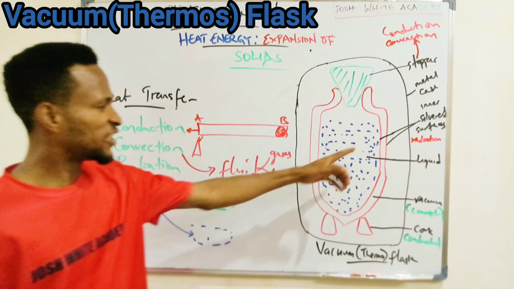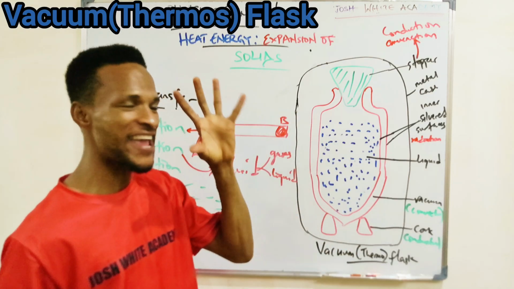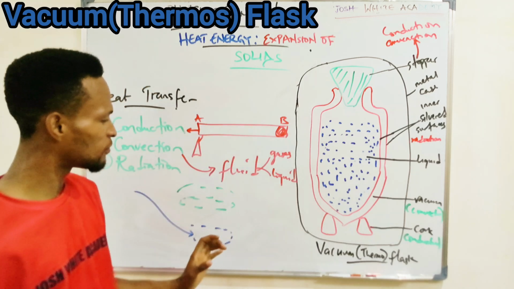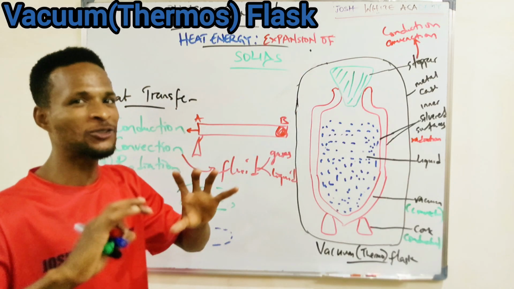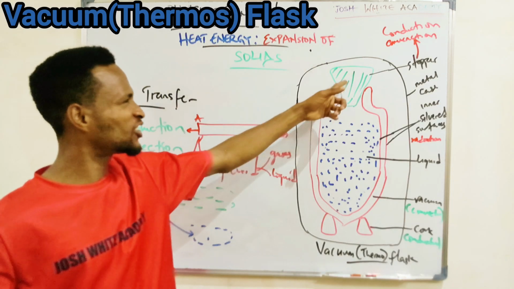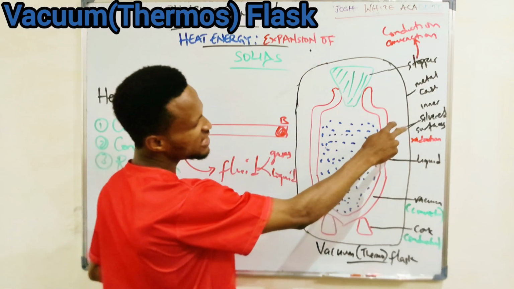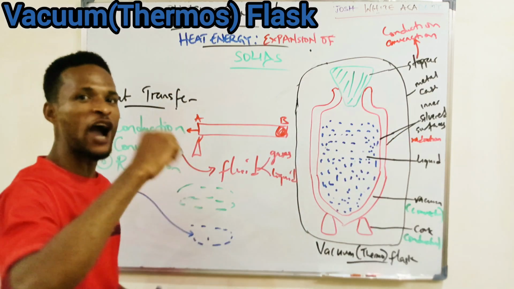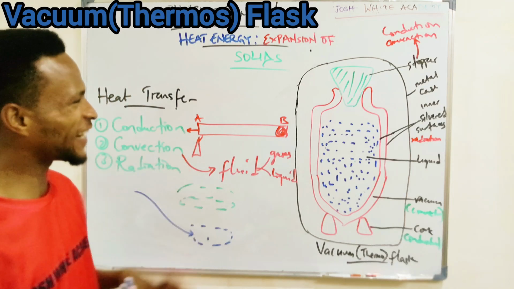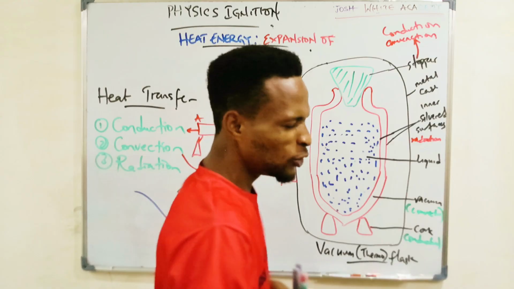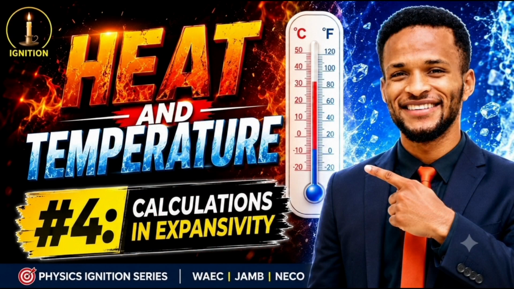Don't forget, the vacuum prevents heat loss by convection. Remember, fluid, air. There is no air in a vacuum, apparently. The cork and the stopper, which are bad conductors, prevent heat loss by conduction, and the stopper also by convection from the heated fluid. And the double silver coated inner surface, which are good reflectors and bad radiators, prevent heat loss by radiation. Now let's advance to talk about the calculatory aspect of expansion.